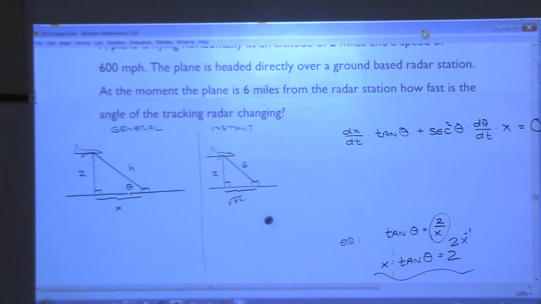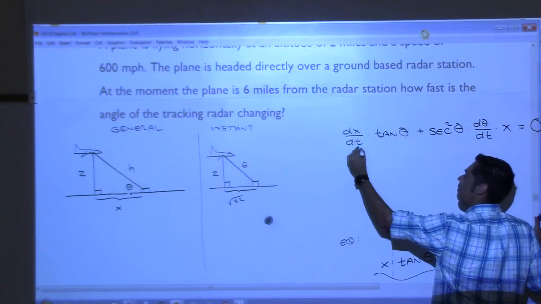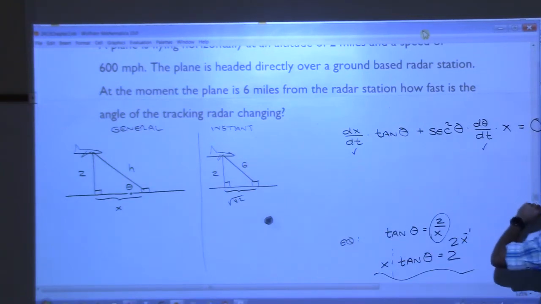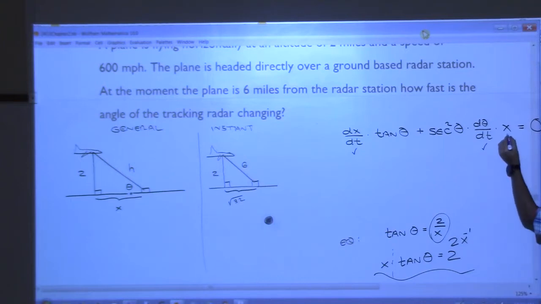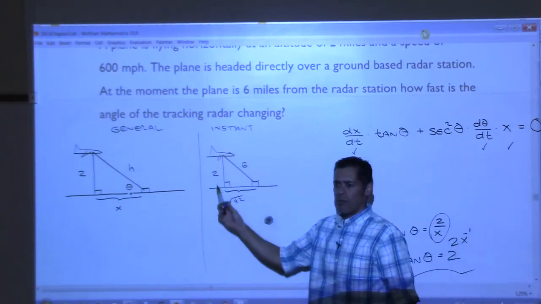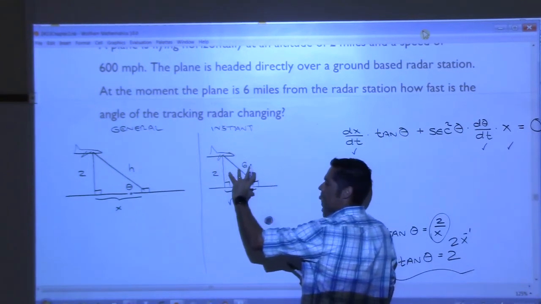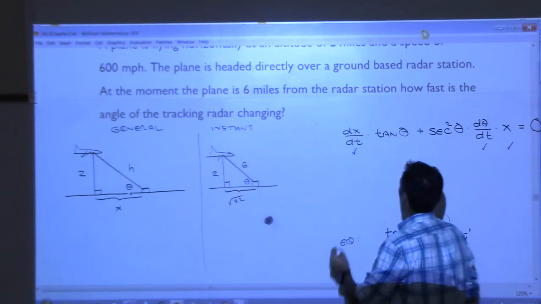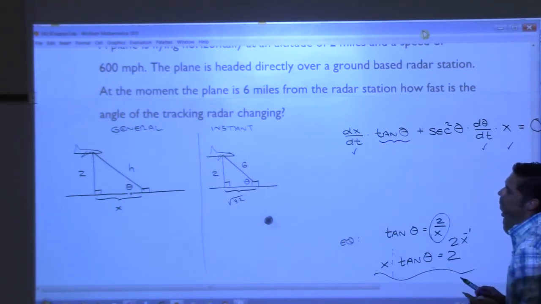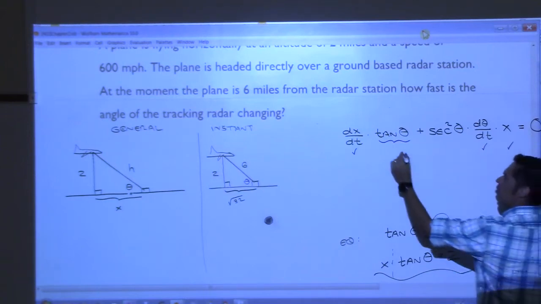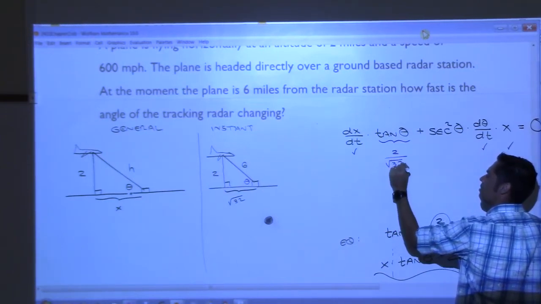Okay, let's go by and check off the things that we're good with. Dx dt, we have that, don't we? D theta dt I want, right? Do we know what x is at the moment in question? Yes, that was root 32, which we would have had to have solved for, right? All right, I think we are going to be able to do this without using a calculator at all. Because now we can go back to this picture, right? And theta's right here. What is tangent of theta? 2 over root 32. Opposite over adjacent, right?